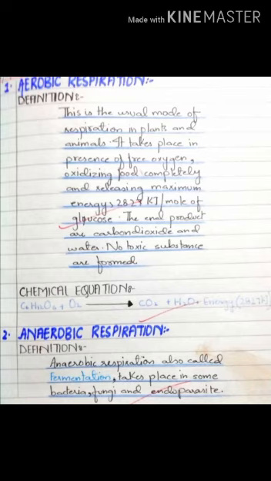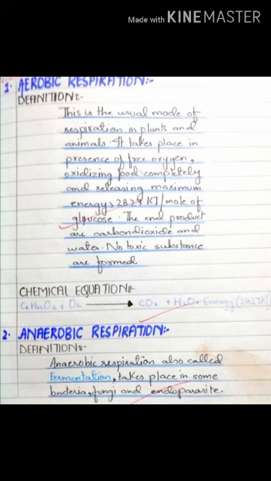The chemical equation is glucose when combined with or oxidized with oxygen, it will form carbon dioxide, water and energy.